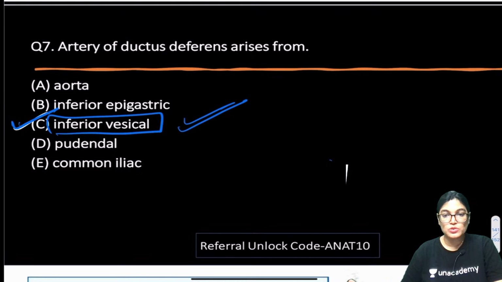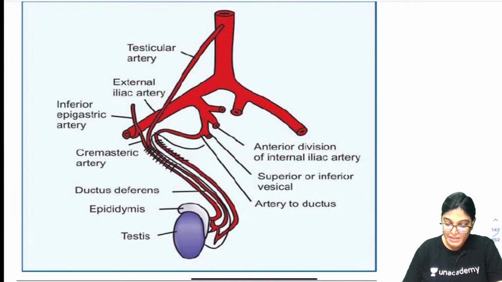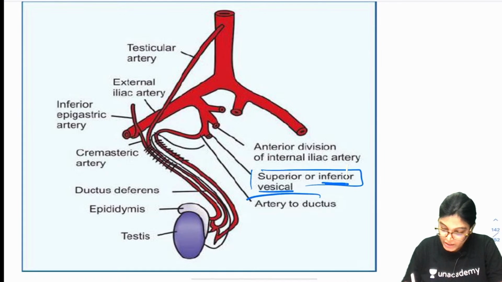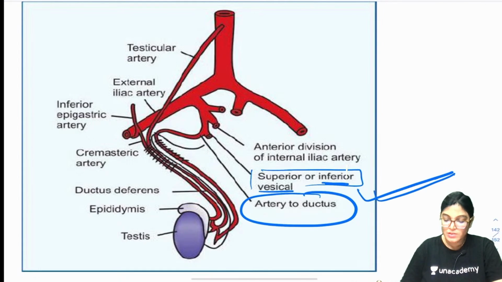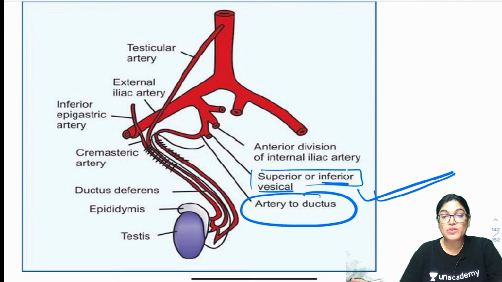I would like to show you the diagram, and I think it is easy for you to understand. Just see this diagram. Here you can see the inferior vesical artery, and an important artery arising. What is the name of the one going towards the ductus deferens or vas deferens? The artery to ductus deferens, the artery to vas deferens, is a branch from the inferior vesical artery. The inferior vesical artery is a branch from the anterior division of the internal iliac artery.